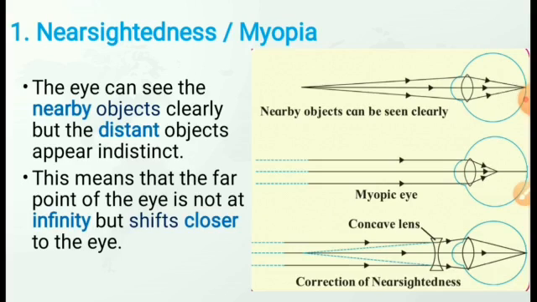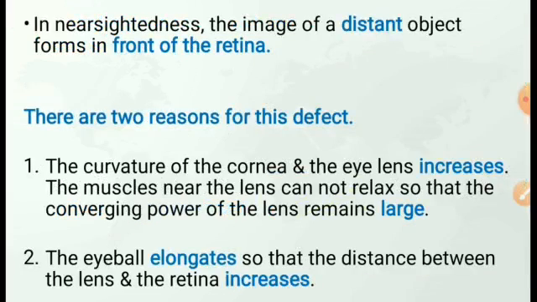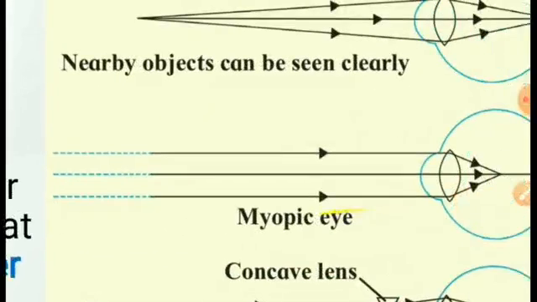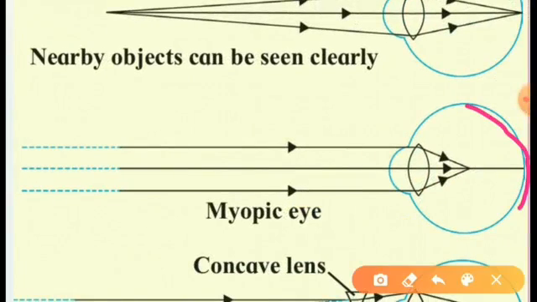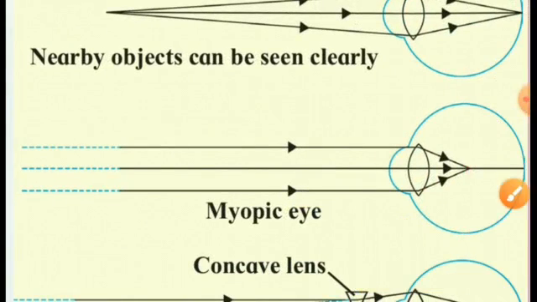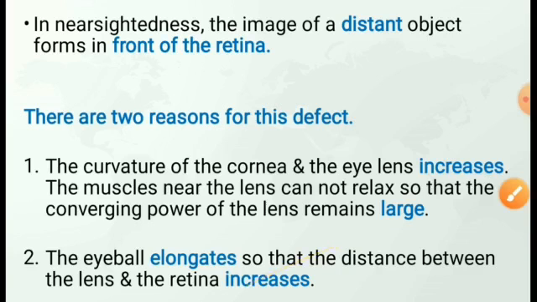First is nearsightedness or myopia. The eye can see the nearby objects clearly, but the distant objects appear indistinct. This means that the far point of the eye is not at infinity, but shifts closer to the eye. In nearsightedness, the image of a distant object forms in front of the retina. You can see here in this picture, this is the retina and the image is formed in front of the retina. There are two reasons for this defect.